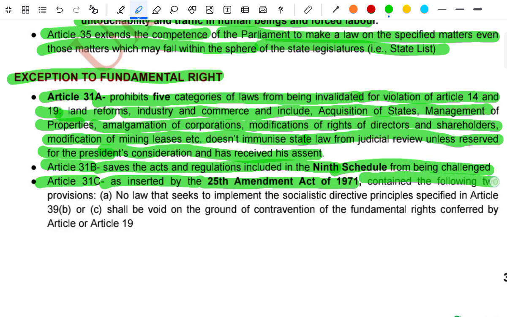It contains the following provision: no law that seeks to implement the socialistic directive principles specified in Article 39(b) or (c) shall be void on the grounds of violation of fundamental rights in court under Article 14 or Article 19.